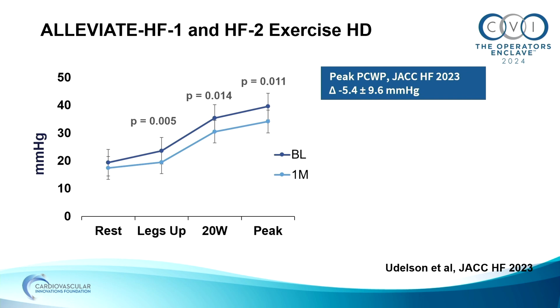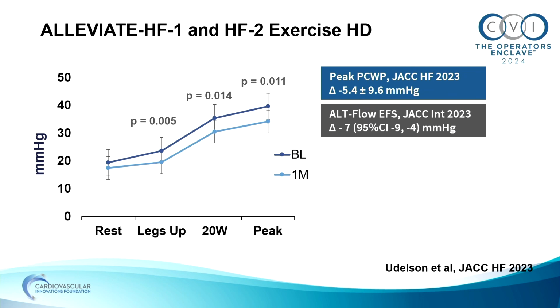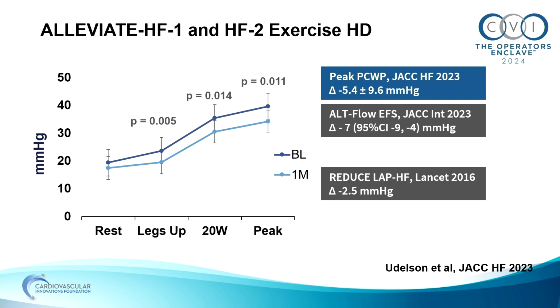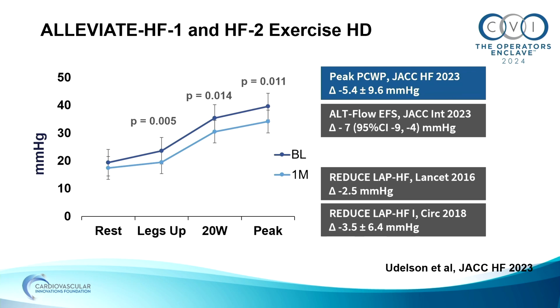Over the last few years, several other studies have been published with 1 month hemodynamics. This is the Edwards AltFlow early feasibility study published last year in JACC Intervention, with an average 7 millimeter reduction in exercise wedge pressure. REDUCE LAP-HF II, published a couple years ago in Lancet, showed a 2.5 millimeter reduction, and REDUCE LAP-HF I, published a few years ago in Circulation by Ted Feldman, a 3.5 millimeter reduction.